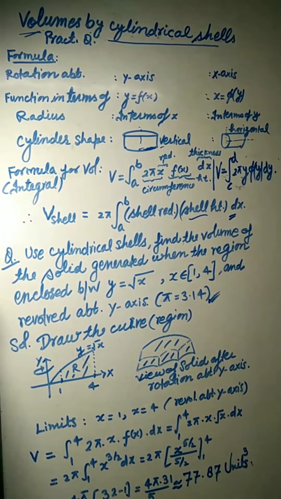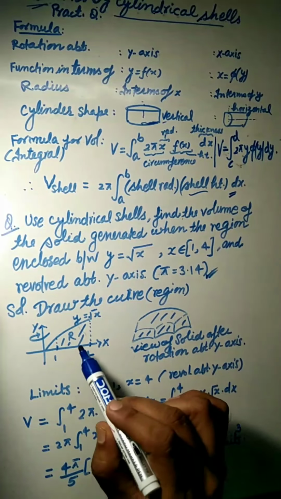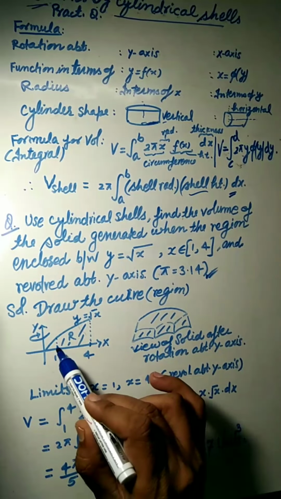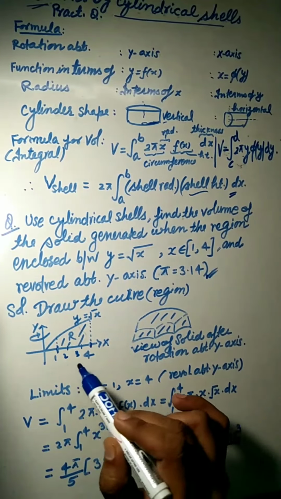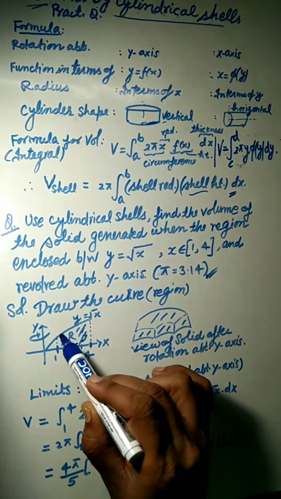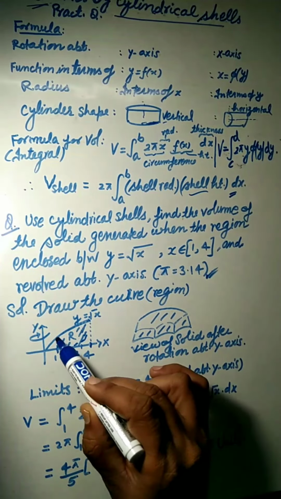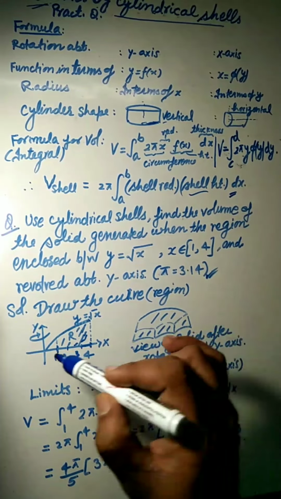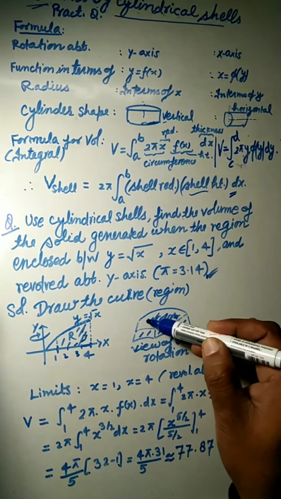First step here, we will draw the curve, that is the region. So y equals root x, it is given x belongs to 1 and 4, so 1 is here, 4 is here, let us take 2, 3, 1 and 2, 4 here. This is the region enclosed between the upper curve y equals root x, lines x equals 1 and 4, and below by the x-axis. So if we rotate this about the y-axis, we will get a figure like this.